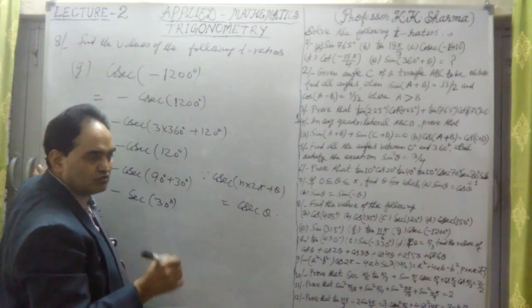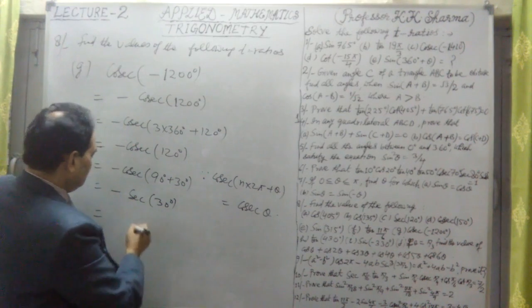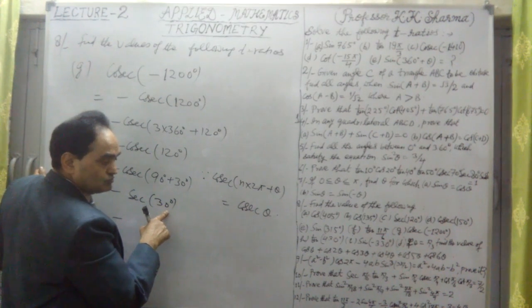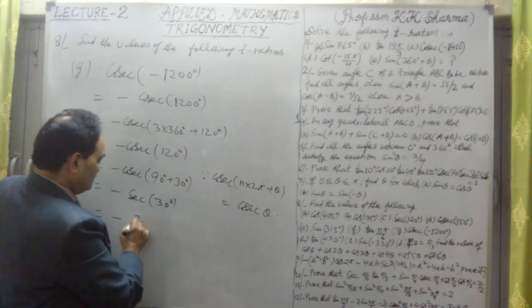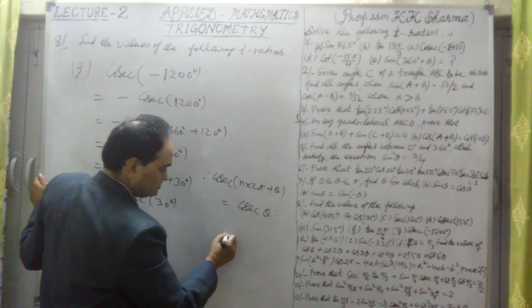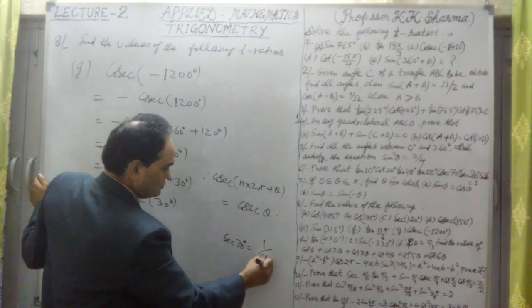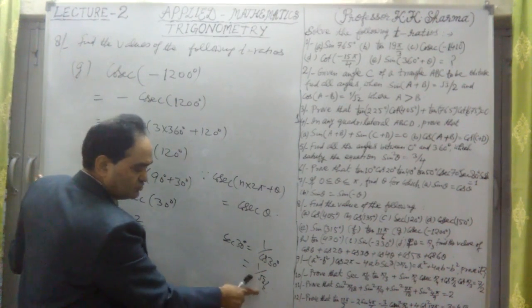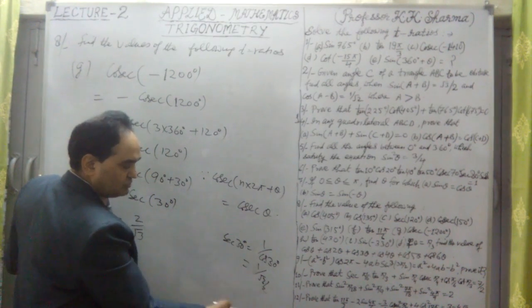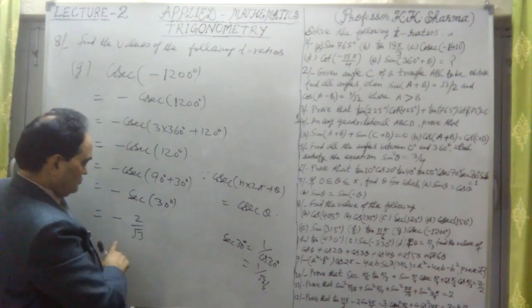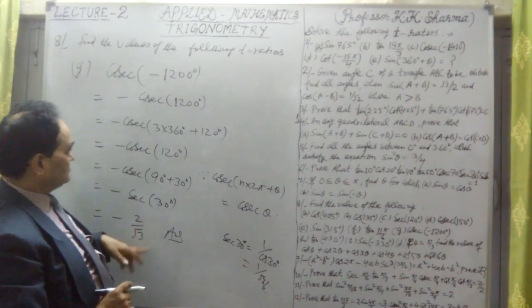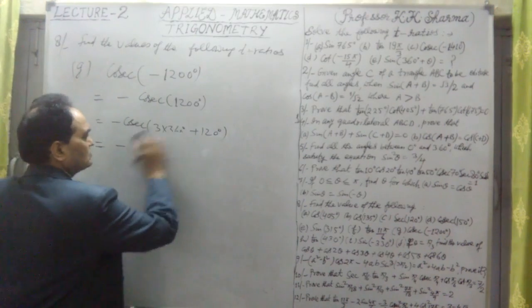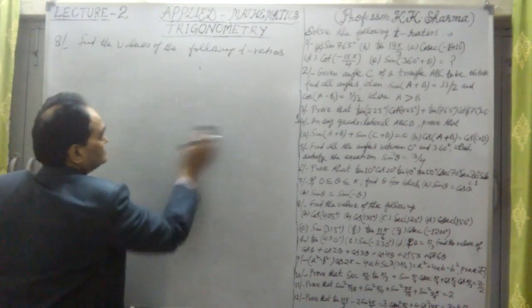Sec 30 degree is the reciprocal of cos 30 degree. Cos 30 degree is root 3 by 2, so it will be reversed, 2 by root 3. Sec 30 degree is 1 upon cos 30 degree, which is 2 upon root 3. So minus 2 by root 3 is the final answer. This is how we simplify them into simpler, smaller angles and then calculate the values. This is the G part.